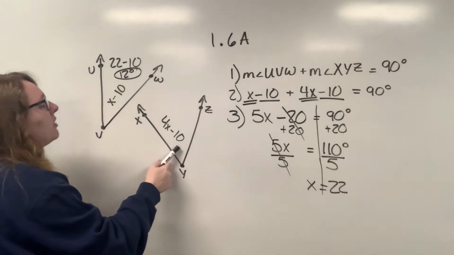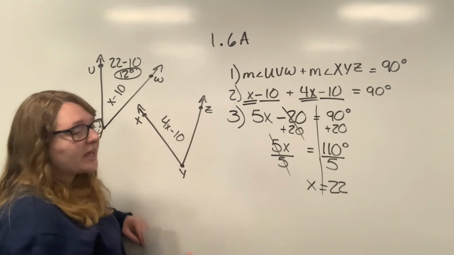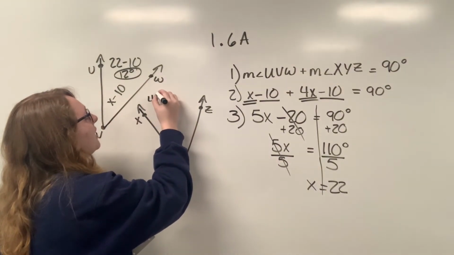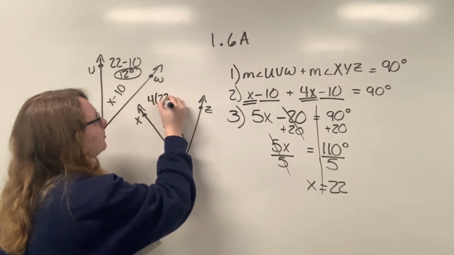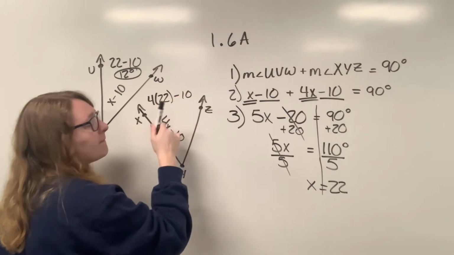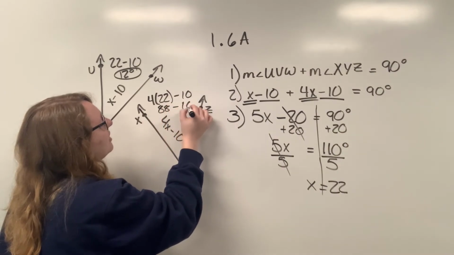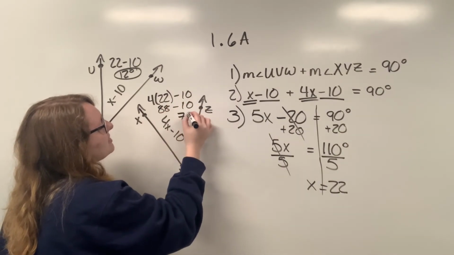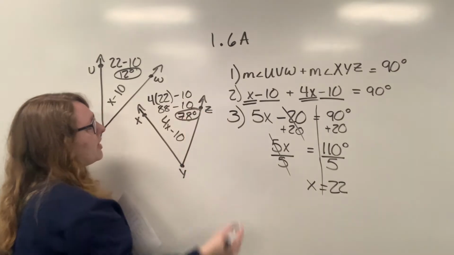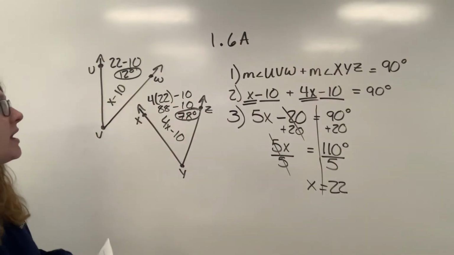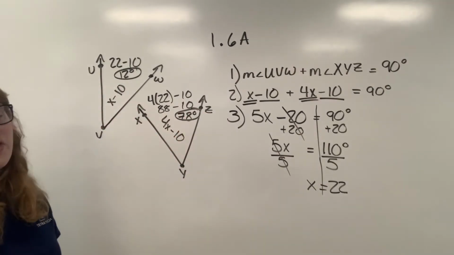And then over here, we're going to have to plug in the x, do some multiplication as well. So we have 4 times our x, which is 22, minus 10. 4 times 22 gives us 88 minus 10. 88 minus 10 is 78 degrees. So the measure of our two angles are 12 degrees and 78 degrees.